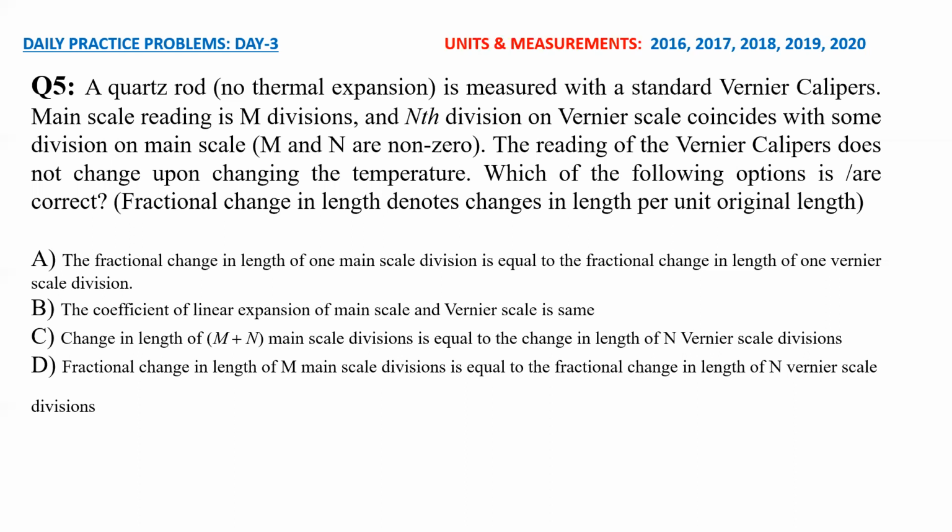Okay, I will discuss this question. So let us say this is the main scale and one fixed jaw. Okay, let us keep it that way. The other jaw will be fixed to the vernier scale, as we know. So let this be the vernier scale.